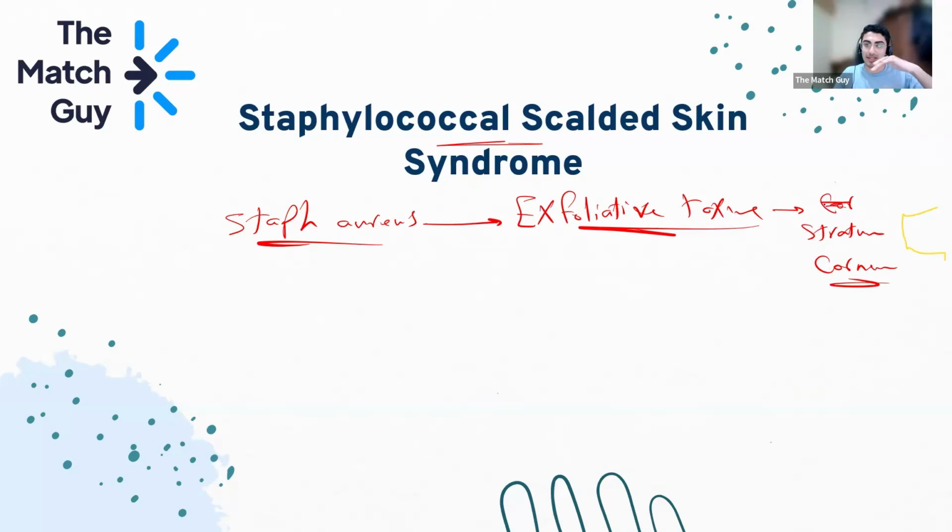So stratum corneum, guys, is the most superficial layer of the epidermis. Okay, so this will separate from the rest of the epidermis. This happens in staphylococcal scalded skin syndrome. If the roof of the blister is only the stratum corneum, which is very thin, this blister can rupture very easily. So again, staphylococcal scalded skin syndrome is Nikolsky positive.